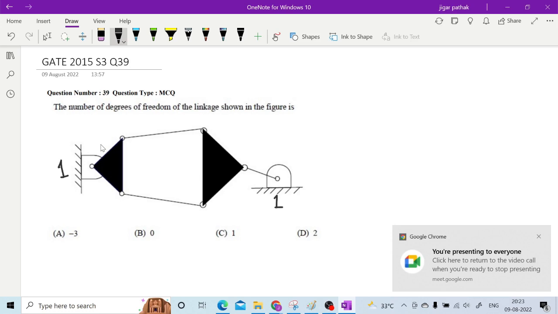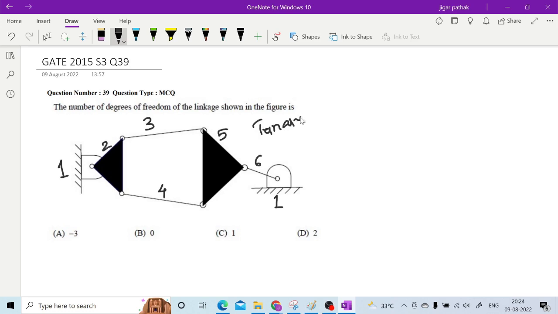Then you will have this as link number 2, this is link number 3, this is link number 4, this is link number 5, and this is link number 6. This whole is one link only, right? As you can see, this link is joined to 3 links, right? So it is a ternary link. Link 5 and link 2 are ternary links.